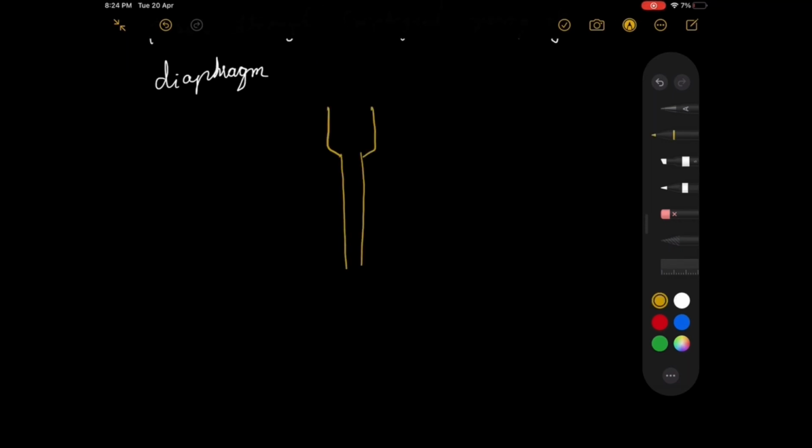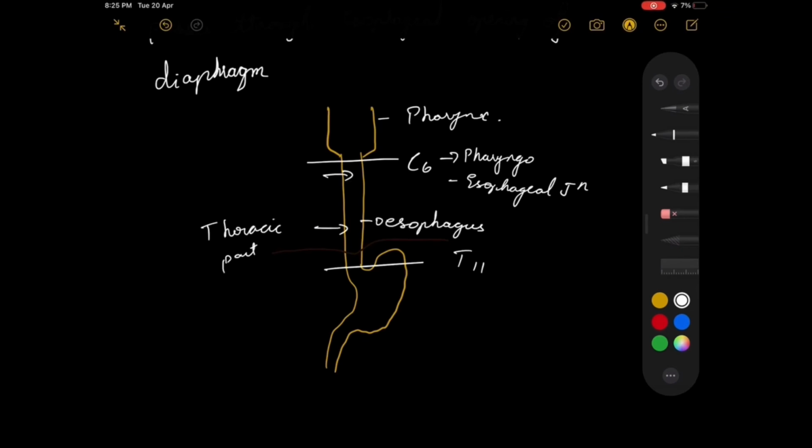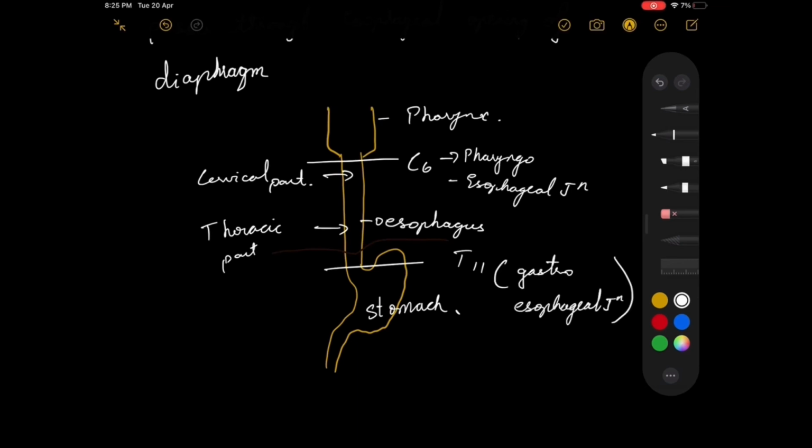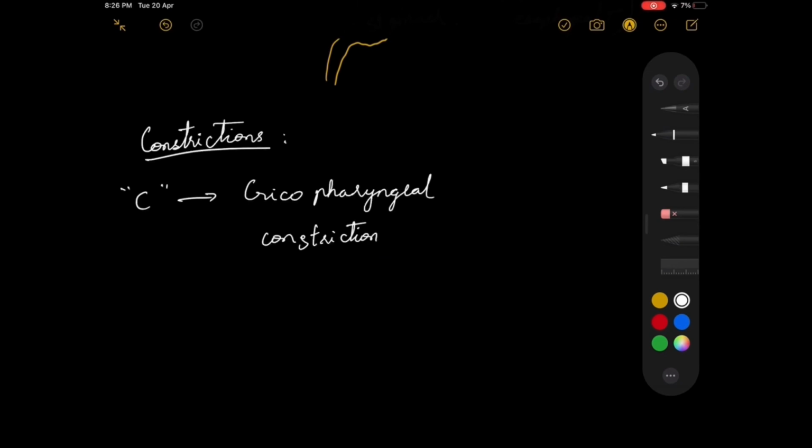And there's a very easy diagram. The pharyngeal part, then at the C6 level you have the pharyngeal-esophageal junction, and then the upper part is known as the cervical part and the lower part is known as the thoracic part, and then it passes through the diaphragm and joins the cardiac portion of the stomach at T11, that is the gastroesophageal junction.